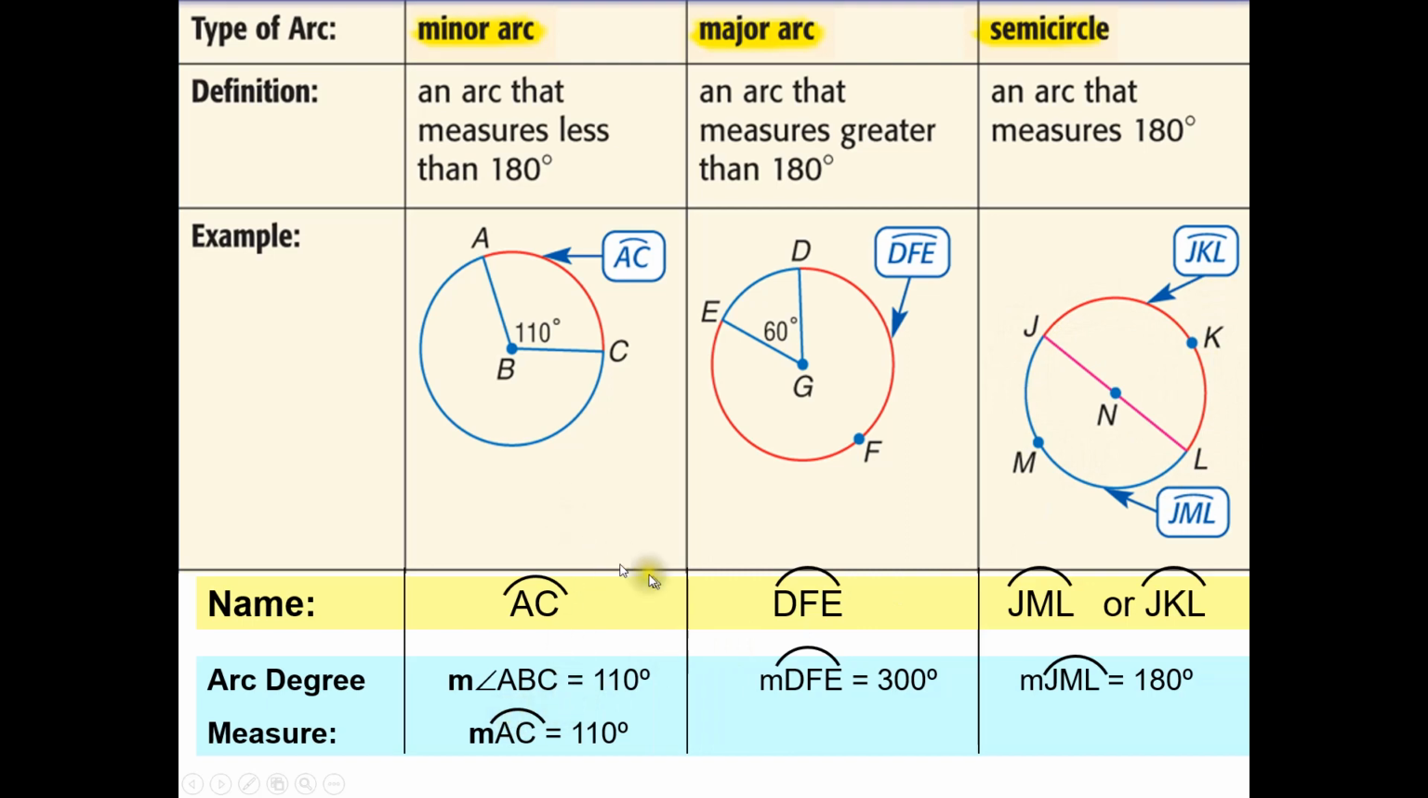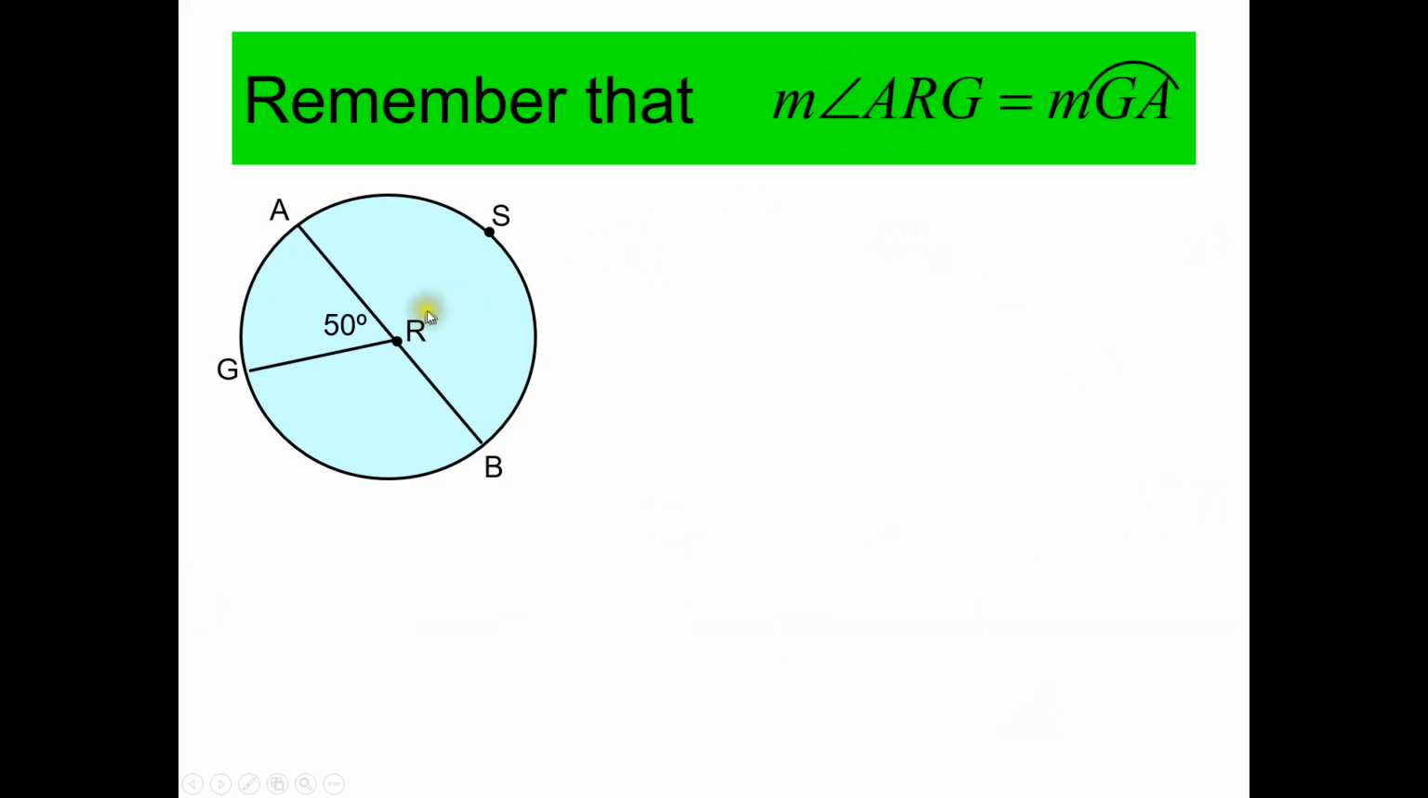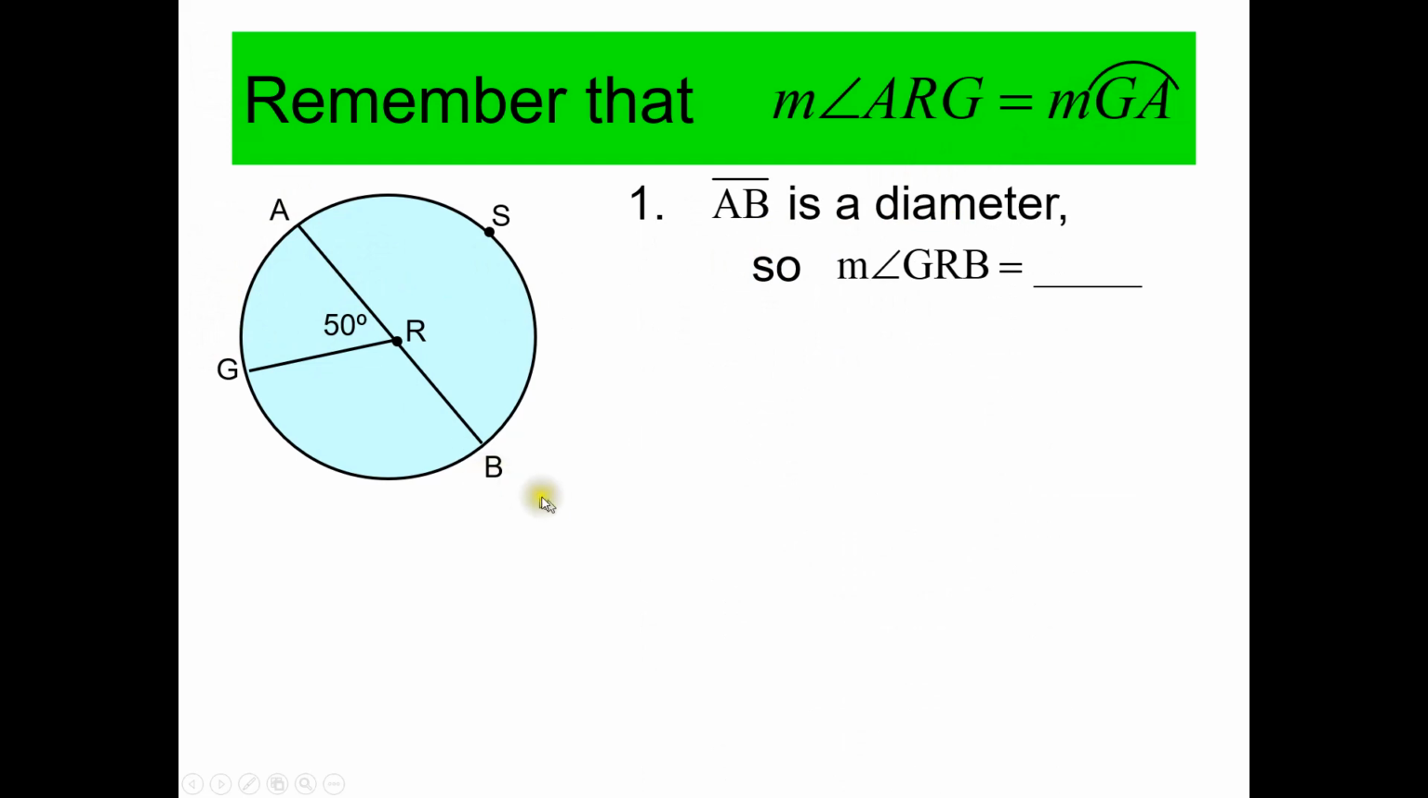Okay? So arcs and central angles are equal. All right, so angle AGR is 50 degrees, okay? So the measure of this arc is also 50 degrees, okay? The central angle and its intercepted arc, where it cuts through, this arc is the same, okay? So AB is a diameter because it goes through the center, right? So the measure of GRB, this angle, would be 130. Why? Because this is 180 degrees, right? Because it's a semicircle. So 180 minus the 50 would give me the 130 for this angle right here.